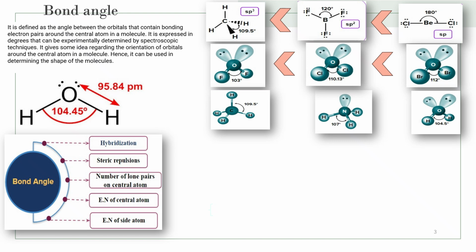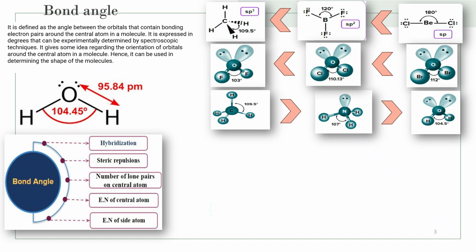And here, in methane there are no lone pairs. In ammonia one lone pair is there. In water molecule two lone pairs are there. So as the number of lone pairs increases, the bond angle decreases, but hybridization is the same.